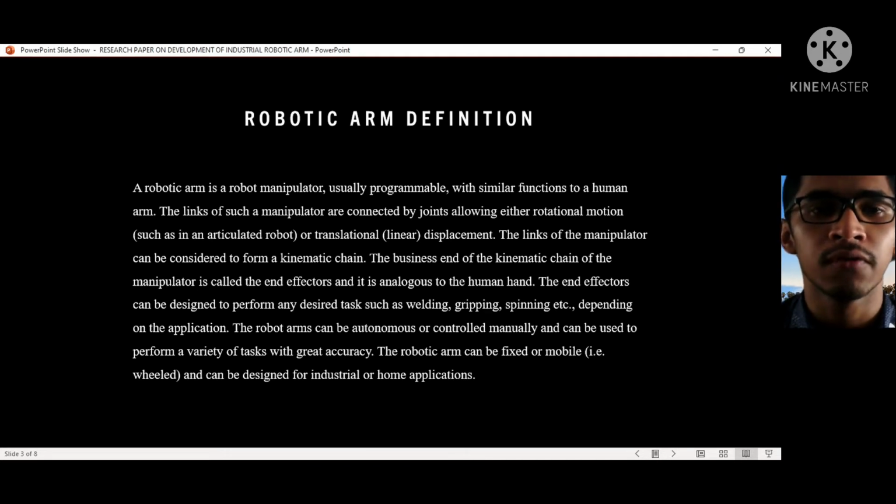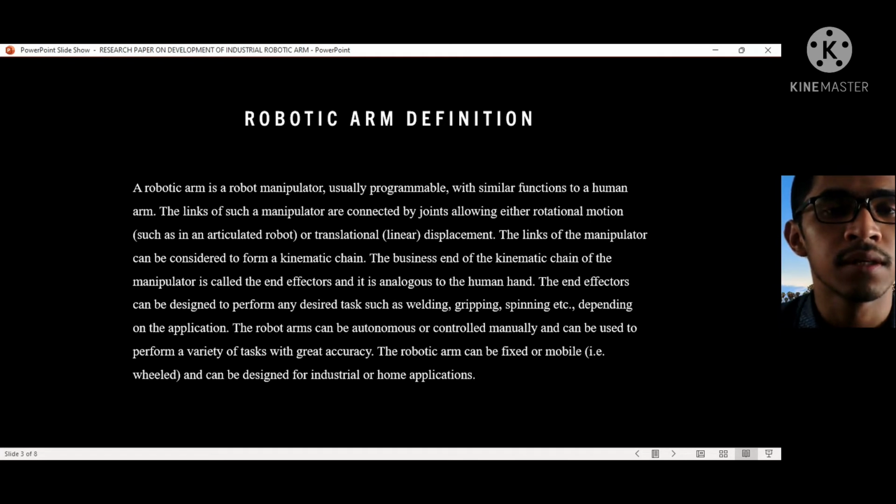Next, we move on to the robotic arm definition. A robotic arm is a manipulator, usually programmable, with similar function to a human arm. Its limbs are connected by joints allowing either rotational motion, such as in an articulated robot, or translational, linear displacement.